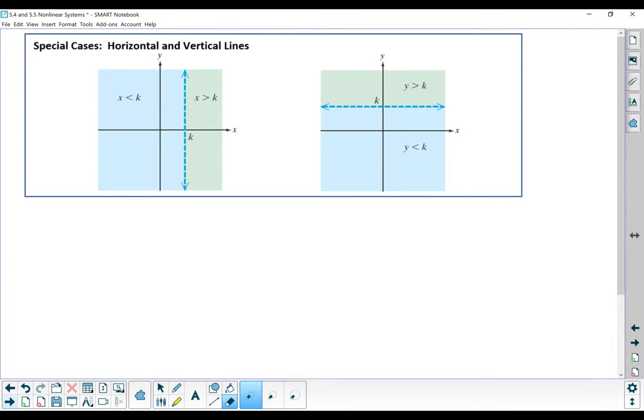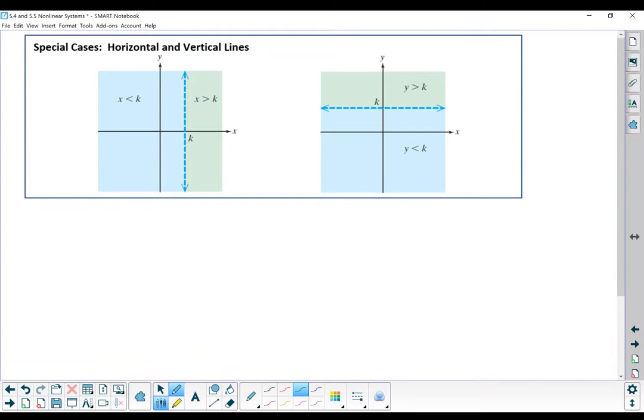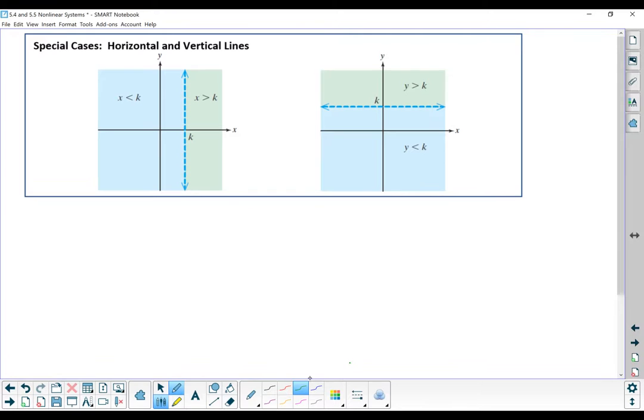Okay, so the next topic is going to be a system with 3 linear equations. And oftentimes when we have a system of 3, one or 2 of them are horizontal or vertical lines. So I wanted to review that and show you an example of that. And then we'll try the system with 3 equations.